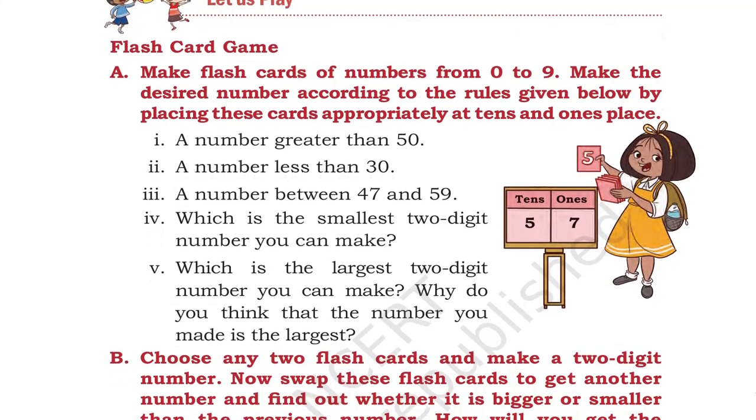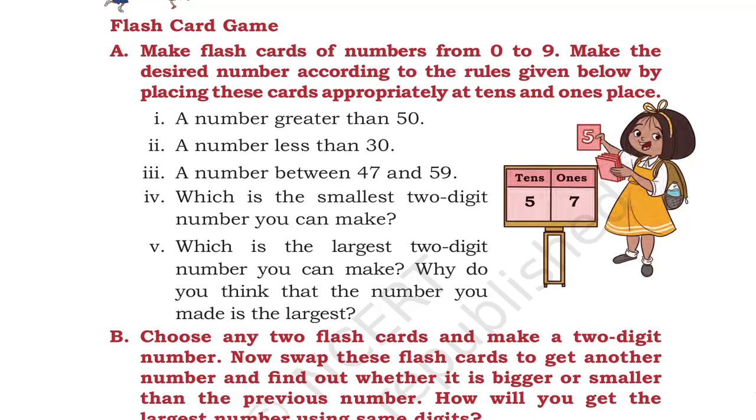Oh, how many times are you going to play in this chapter? Multiple times. Okay, let's see what this game is all about. This is a flashcard game. Make flashcards of numbers from 0 to 9. Make the desired number according to the rules given below by placing these cards appropriately at tens and ones place. Fair enough. Good game.